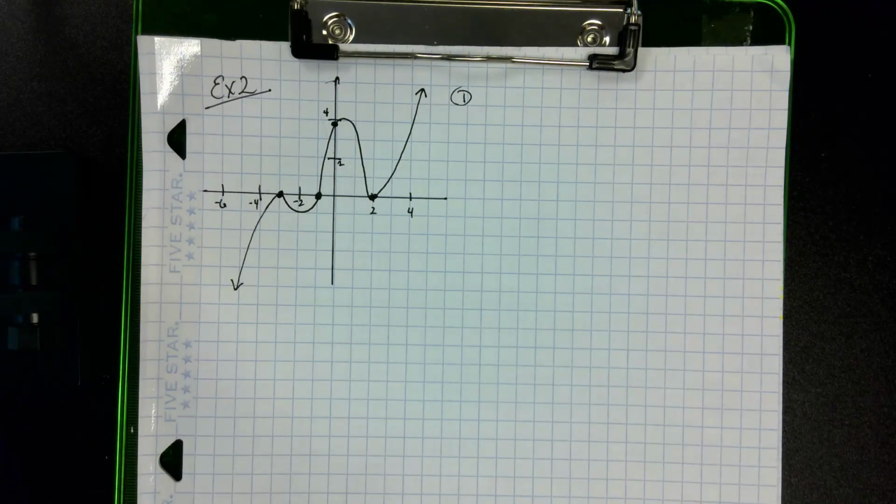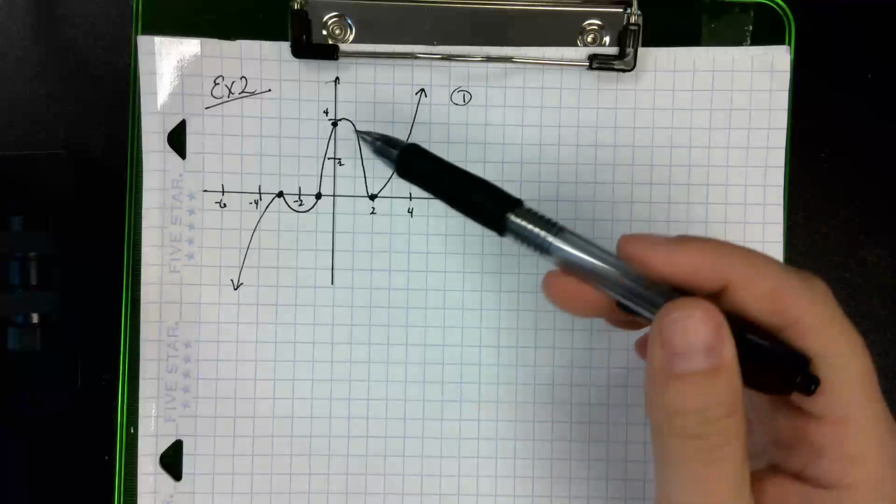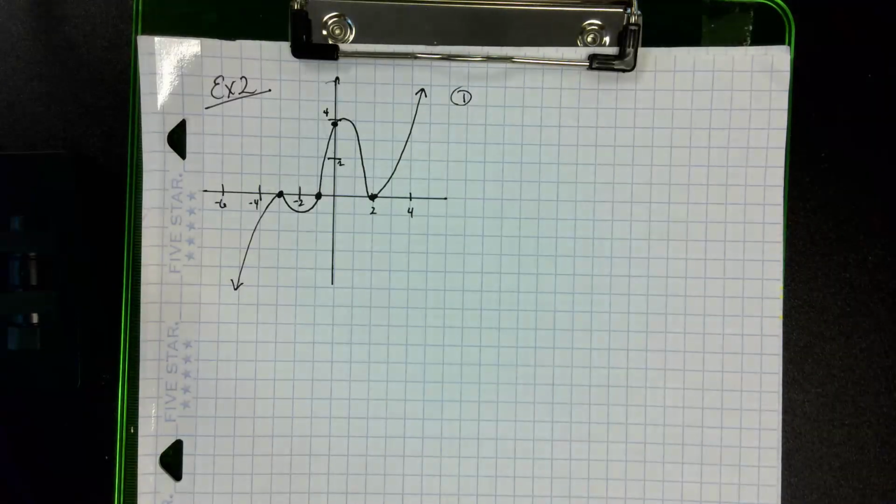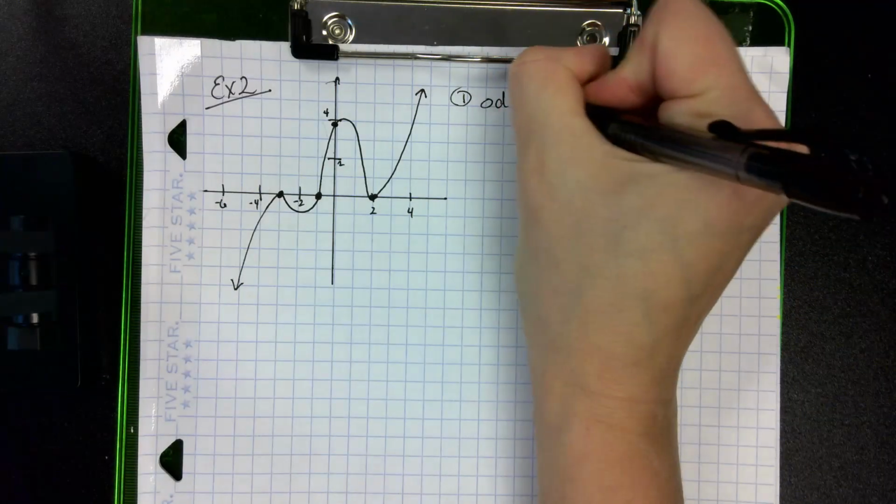odd or even? This polynomial, is it going to be an odd polynomial or an even polynomial? And you should be able to tell just by looking at the graph, right? Without doing anything with the zeros. Yeah, you said odd. So odd, because the ends are going in opposite directions, right? That's how we knew it was odd. If they were going in the same direction, it would be even. So this is an odd polynomial.